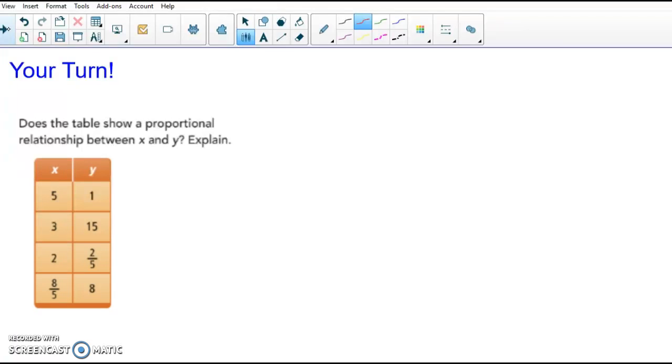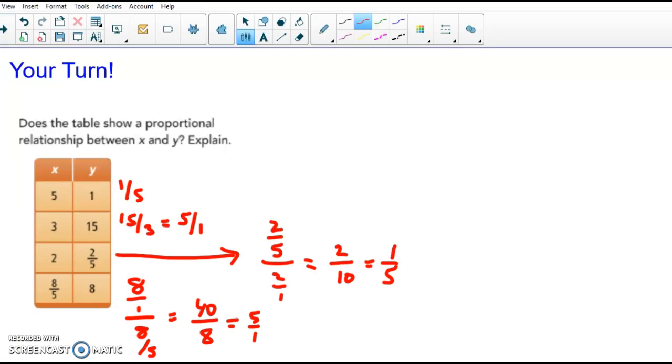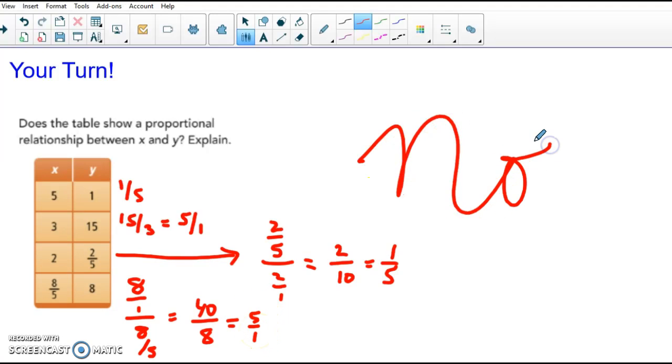All right, one final checkpoint that you can make sure that you've got it. And I'm sure you found that we have alternating ratios. We have 1 to 5 in the first row, but then we have a 5 to 1 ratio, then we have a 1 to 5 ratio, then we have 5 to 1. So this one would most certainly be no. Reciprocal ratios are not equal.